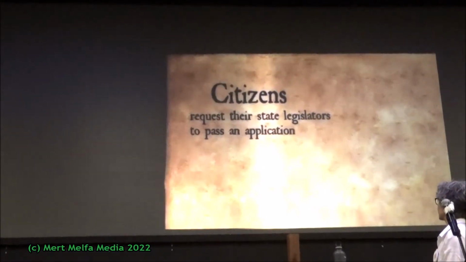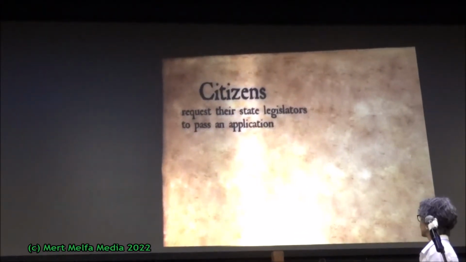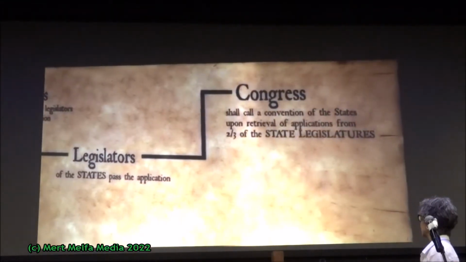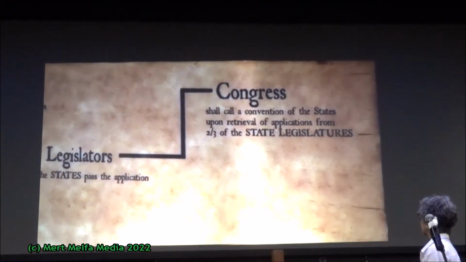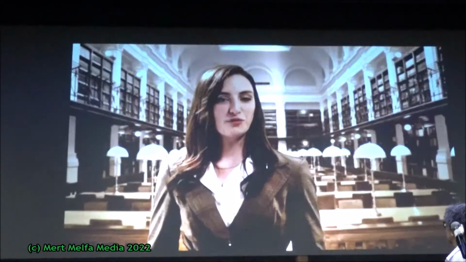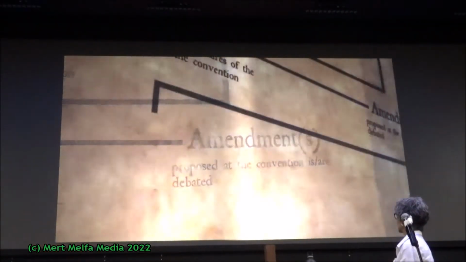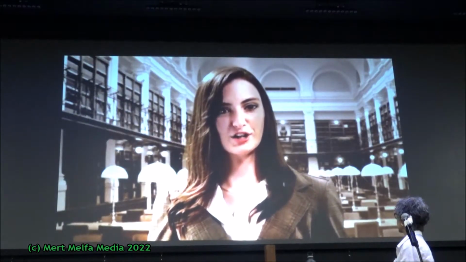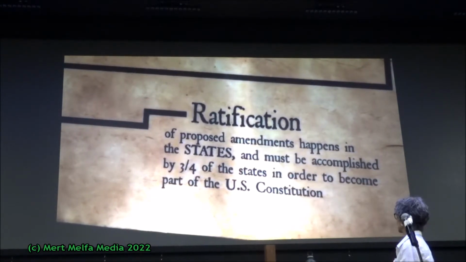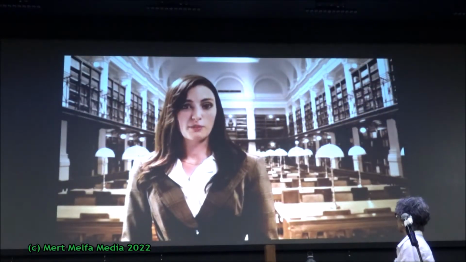Here's how the process works. Citizens request their state legislators to pass a bill called an application with operative language identical in each state. These legislators of the states then pass the application. Generally, only a simple majority is needed. Congress shall, by law, call a convention of the states as soon as it receives applications from 2/3 of the state legislatures. That's 34 states. Delegates chosen by the state legislatures attend the convention. Each state only gets one vote at the convention, but they can send as many delegates to represent the state as they so choose. Amendments are proposed, debated, and voted upon at the convention. Finally, ratification takes place in the states. Each amendment must be ratified by 3/4 of the states in order to become part of the U.S. Constitution. But what about a runaway convention?